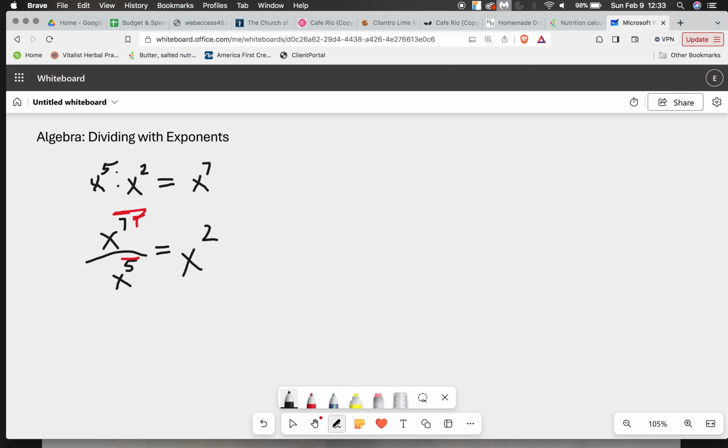So 7 minus 5 is 2. So in this case the answer would be x to the power of 2. And of course that matches what we had up here because x to the power of 5 times x to the power of 2 equaled x to the power of 7. So we would expect that x to the power of 7 divided by x to the power of 5 would equal x to the power of 2. We have all of the same terms involved. It's just whether we were multiplying or dividing. So like I said, pretty simple and basic to divide your exponents. Let's write just a few more out so you can get really confident with this.